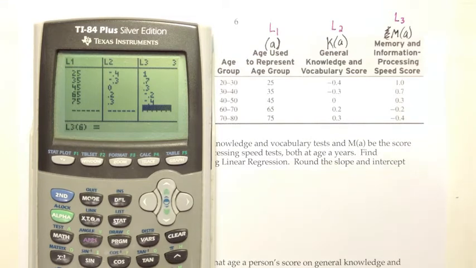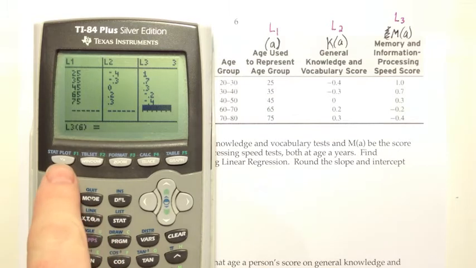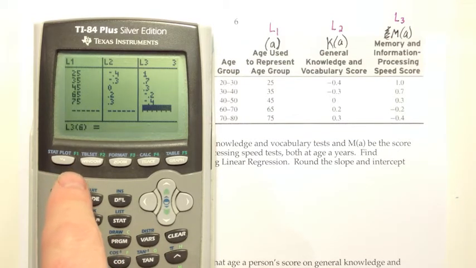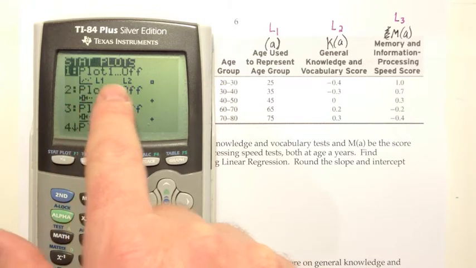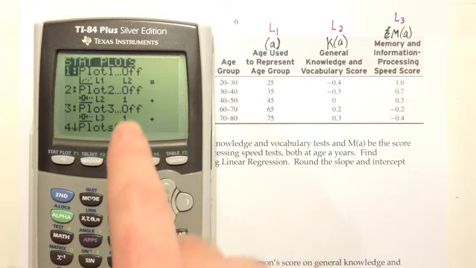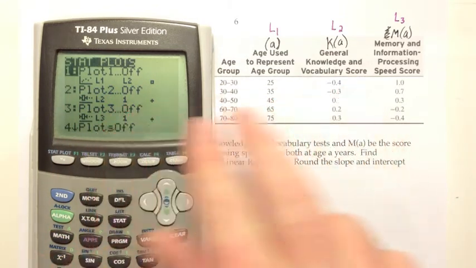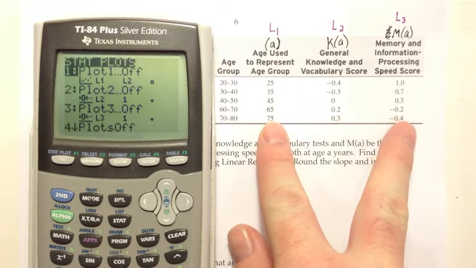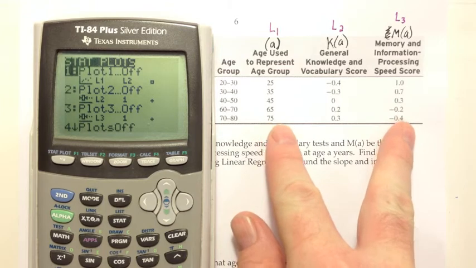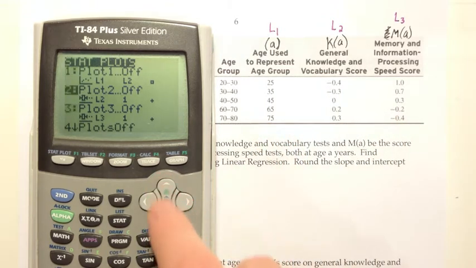Alright, so let's see if we can take a look at these and see if linear regression seems appropriate. So I'm going to go into my stat plot menu, which we haven't messed with for a while, but I want to set up a second plot. So I'm going to go second and stat plot, and plot 1 is already perfect. It's a scatter plot for L1 and L2 using squares. If I leave that alone, that's going to plot age versus knowledge. But I want another plot that's age versus memory. So I'm going to use plot 2 for that. So I'm going to select plot 2 and press enter.